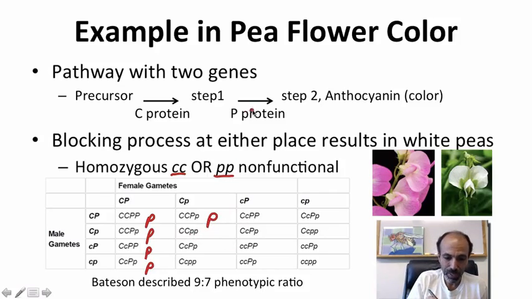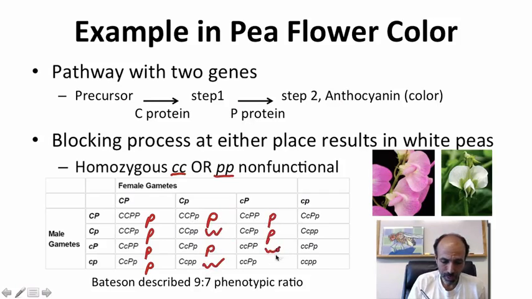So that stops the process right here. It would get from precursor to step one, but you never get the anthocyanin. So this would be white. This would be pink. This would be white. This would be pink, pink, white, white.